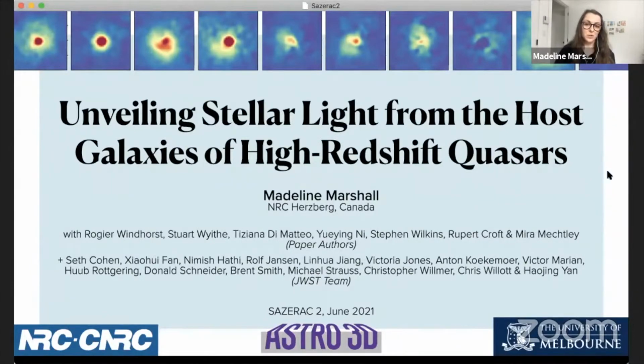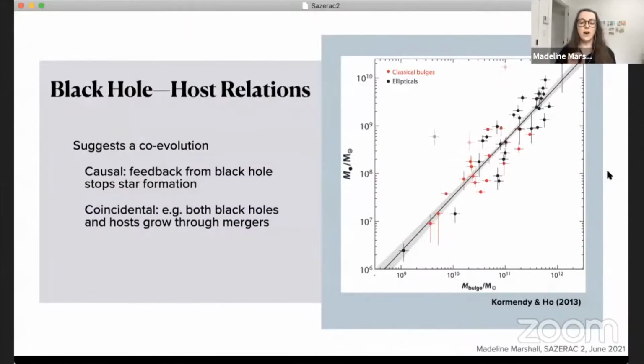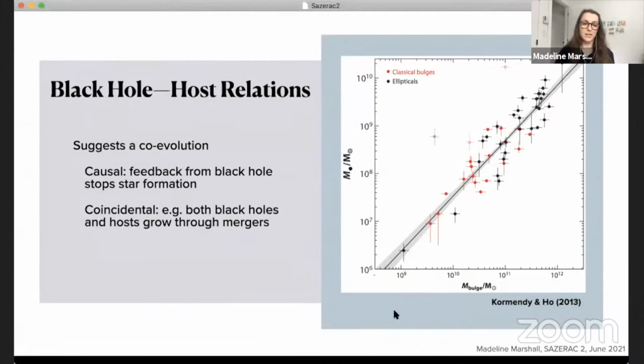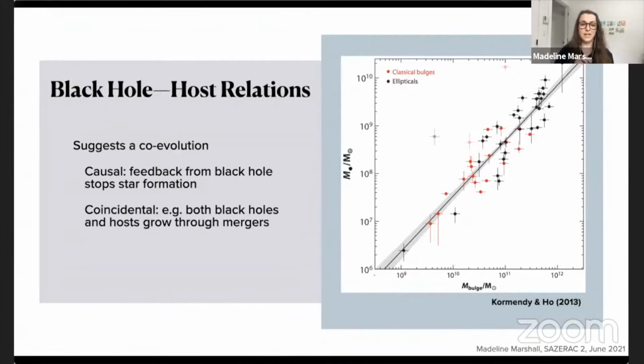So in the local universe, there are very tight correlations between the properties of a supermassive black hole and its host galaxy. So here we have the very famous black hole mass to bulge stellar mass relation. Now, we're not entirely sure why these relations exist. And so one of the best ways to understand this is to look back in time and see whether these relations existed in the early universe.